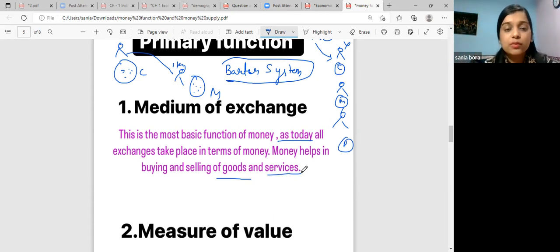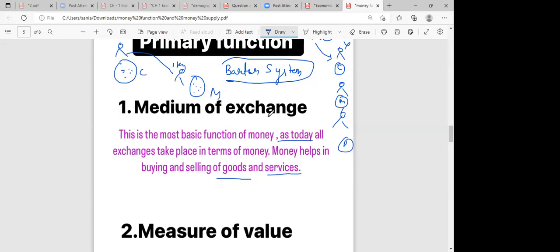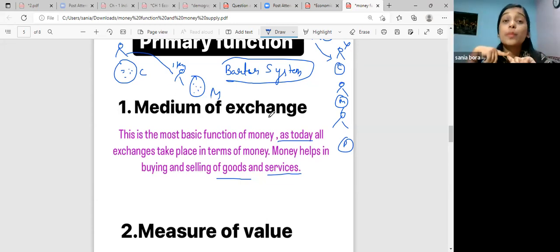Similarly, your taps were not working, so you called a plumber. He repaired your taps, he gave his service, right? So if you want to buy services, you have to pay. And if you want to sell, for example I want to sell my mobile phone, I need a person who is going to give me money in exchange for my mobile phone. Clear? Yes, ma'am. The medium of exchange is the most basic function of money. Today, all exchanges take place in terms of money, and money helps in buying and selling of goods and services. Done.